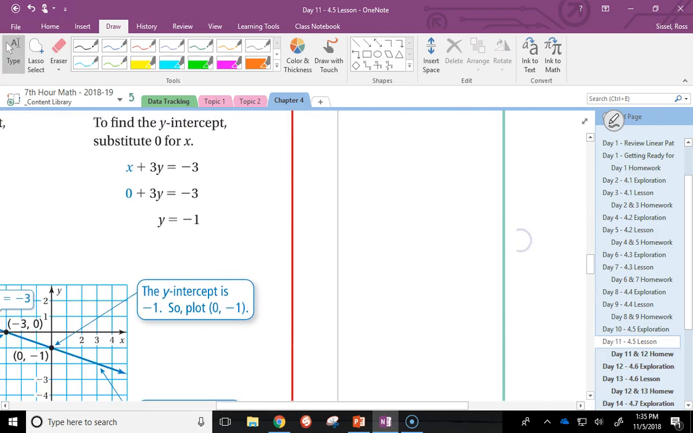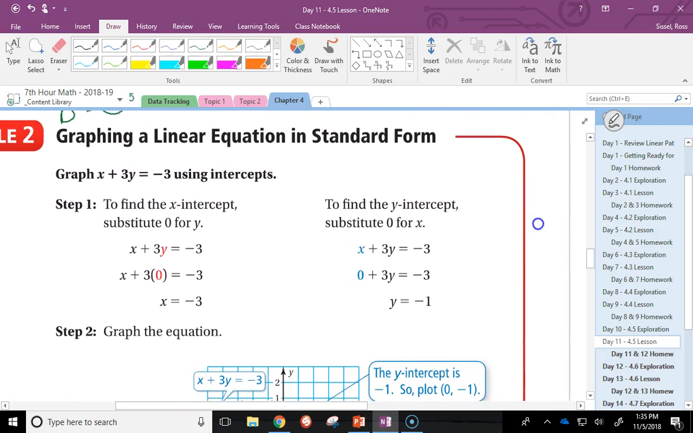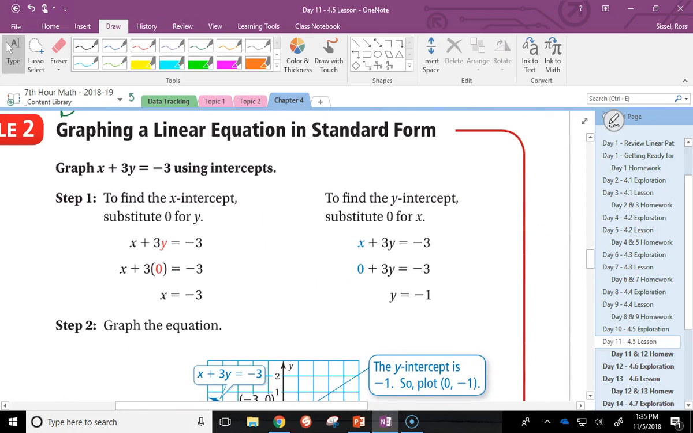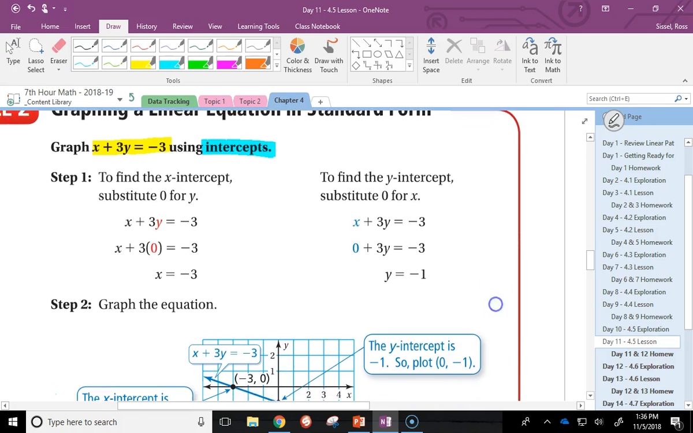We have to look at one other method. The other method, and you're going to have to use it because, to be honest, you can use either method. And if I give you a quiz and I say, graph this line from standard form, you can use either method, whichever one makes more sense to you and it's easier. Here's our line we want to graph. X plus 3y equals negative 3. We are going to graph it using intercepts.